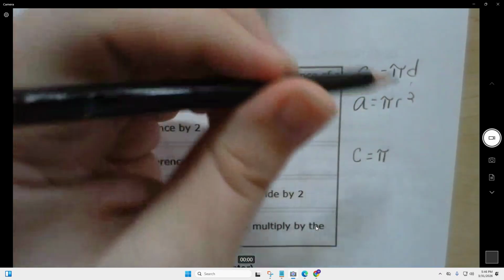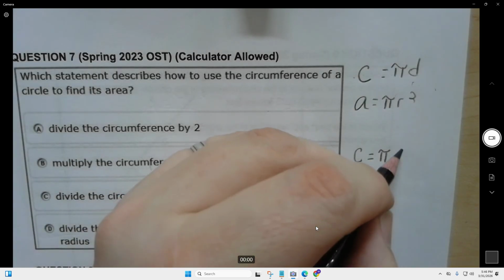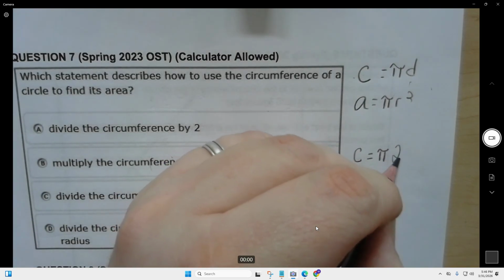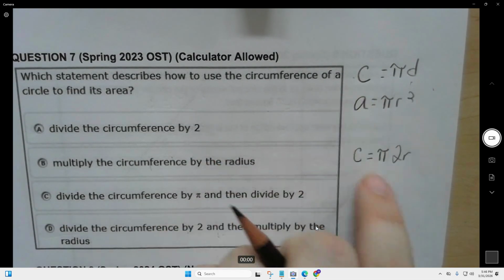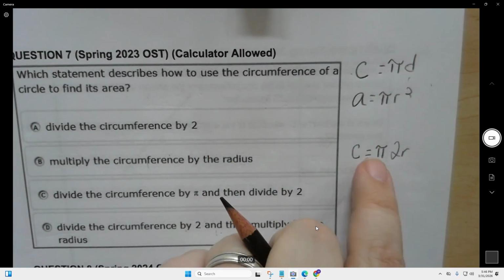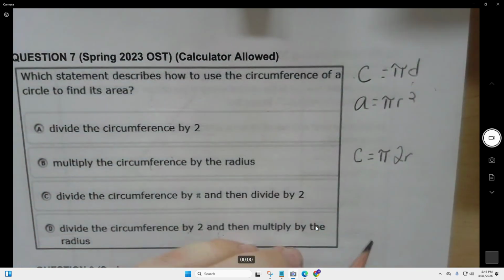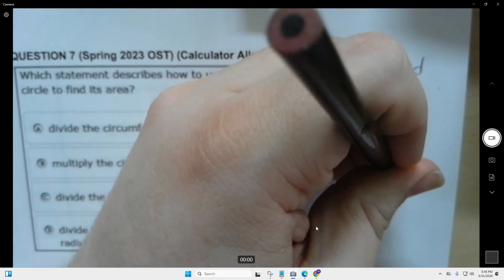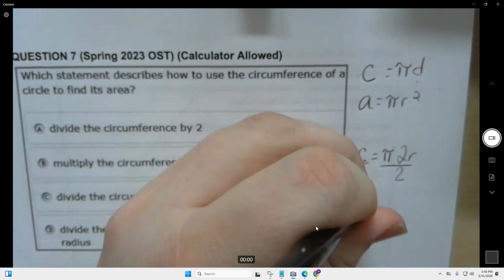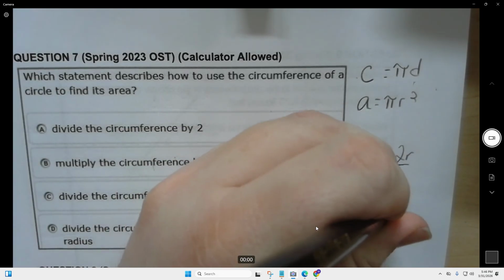If I know that this equals pi times D, I know that D equals 2R. If they give me the circumference, then not only do I have pi times diameter, I have pi times 2 times the radius. So where can I go from here? Well, I can now divide both sides by 2. So I have the circumference divided by 2 equals pi times the radius.